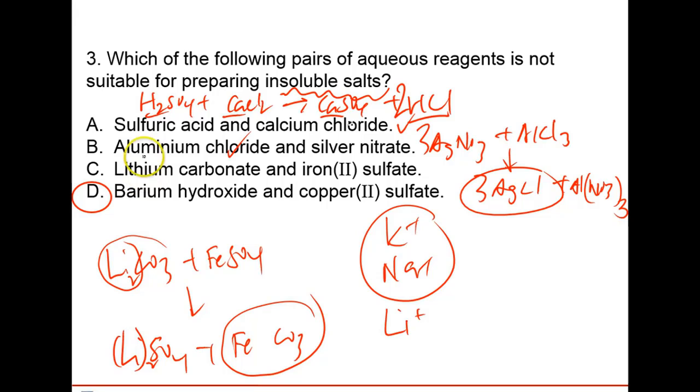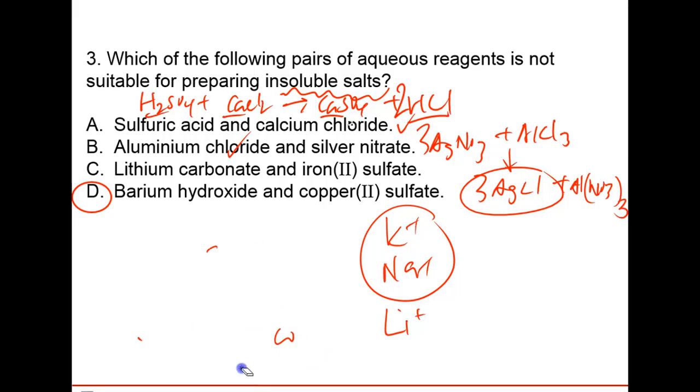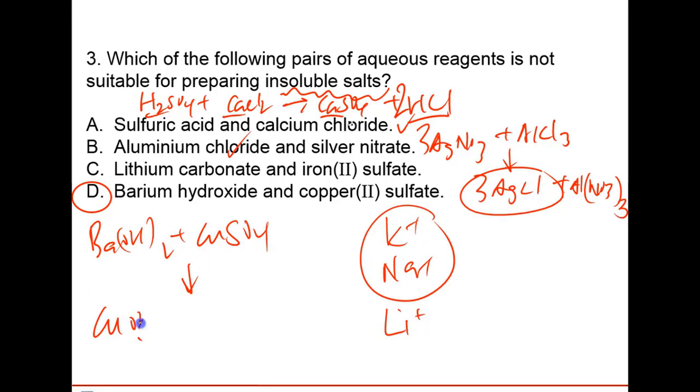The last one is barium hydroxide and copper 2 sulfate. This is a bit special. Why? So barium hydroxide plus CuSO4 gives you the salt Cu(OH)2 plus BaSO4. Then you realize that actually, this is insoluble in water and this is insoluble in water. So you have two insoluble salts. There's no way to separate them out. So this is not the correct way to prepare insoluble salts.